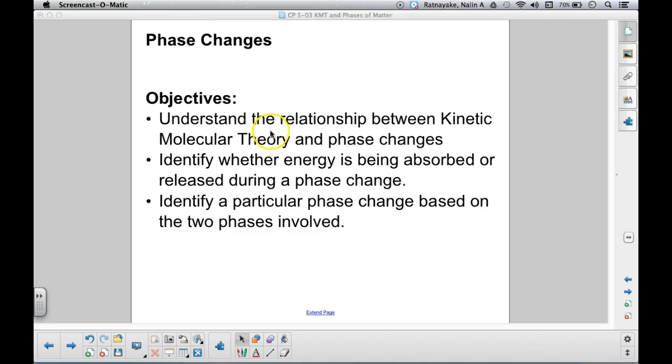So our objectives are going to be understand the relationship between kinetic molecular theory and phase changes. You should already know kinetic molecular theory from a previous lecture. And now we're going to see how we can apply that knowledge to looking at phase changes specifically.